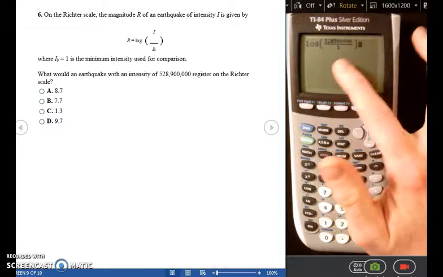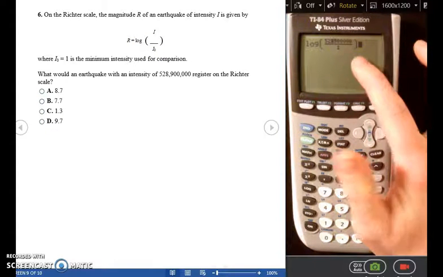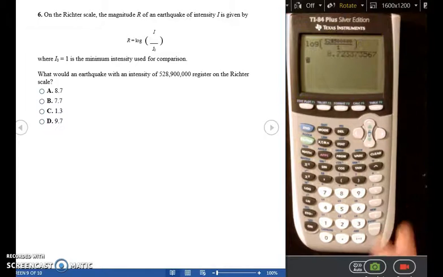I use my arrows to do that, and it ends up looking like this. I put an end parenthesis on there, and I press enter, and my answer is 8.7, which is choice A.